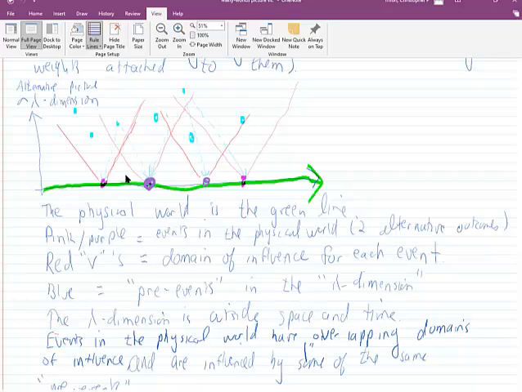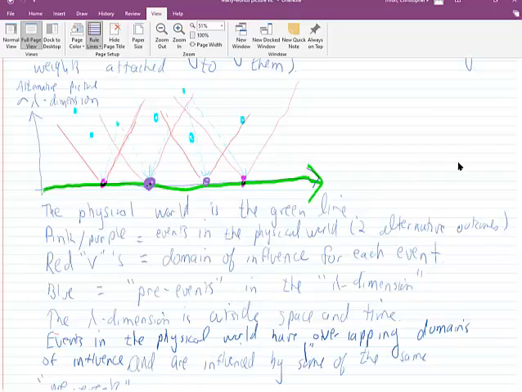All we can see is the green. There's no way to directly access what's out here because everything that we do is in space and time. Events in the physical world have overlapping domains of influence, and they're influenced by some of the same pre-events. So that's the picture here.